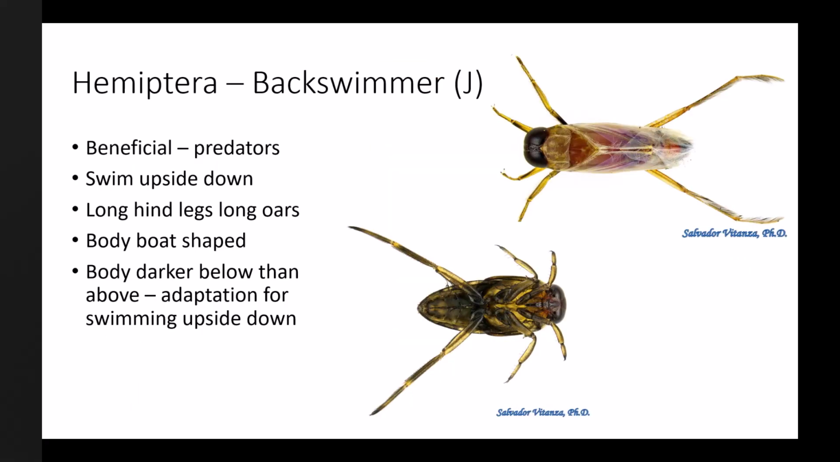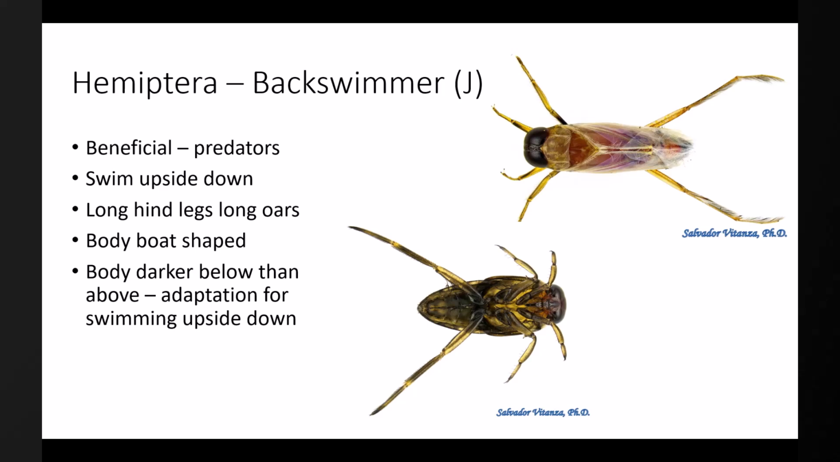Back swimmers are a species of heteropterans that you need to know. These are beneficial insects because they are considered predators. They're feeding on things in the water. They are unique because they'll swim upside down, and this is actually an adaptation so that fish underneath can't really see them and birds above can't really see them. So it helps them blend in with their surroundings and avoid predators.